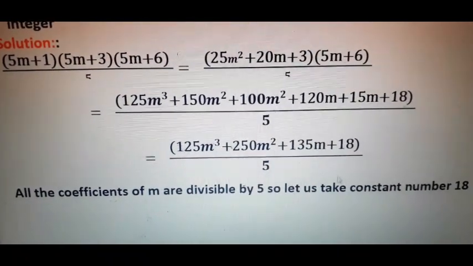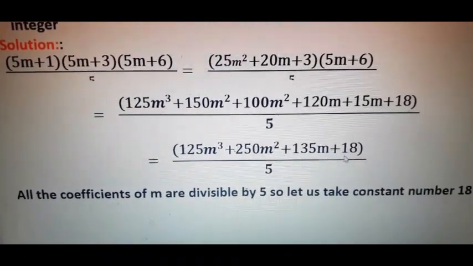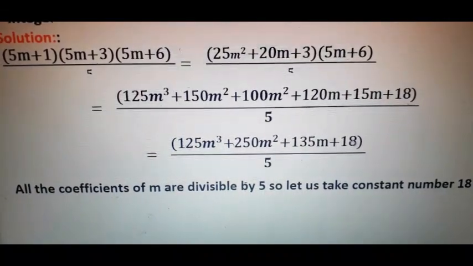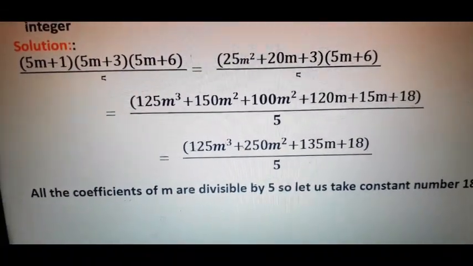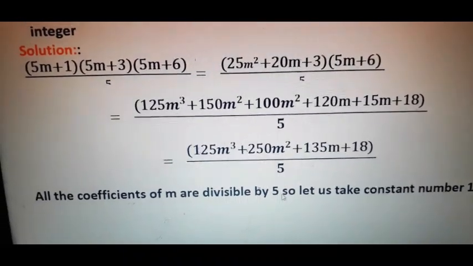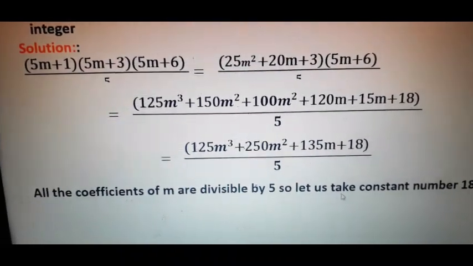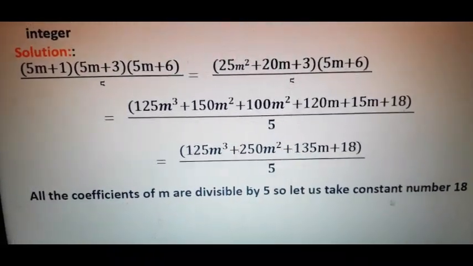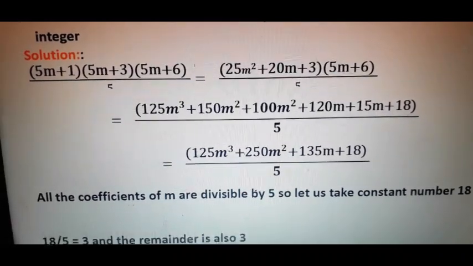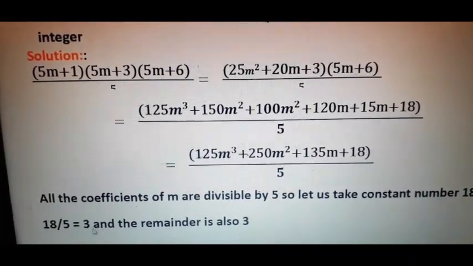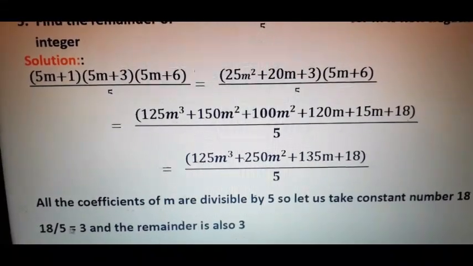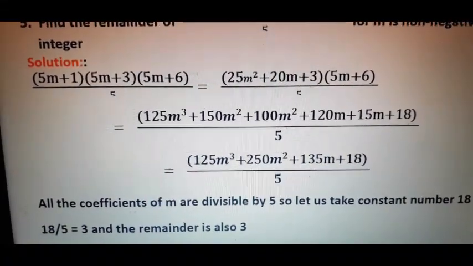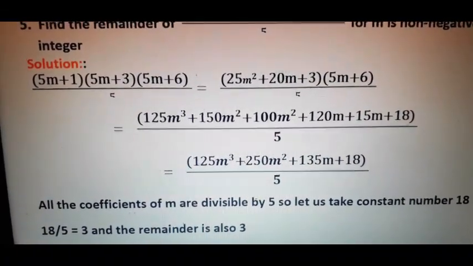We just have to consider the constant number, because all the coefficients of m are divisible by 5. So let us take the constant number 18. 18 divided by 5 is 3 and the remainder is also 3, because 3 times 5 is 15. 18 minus 15 is 3.